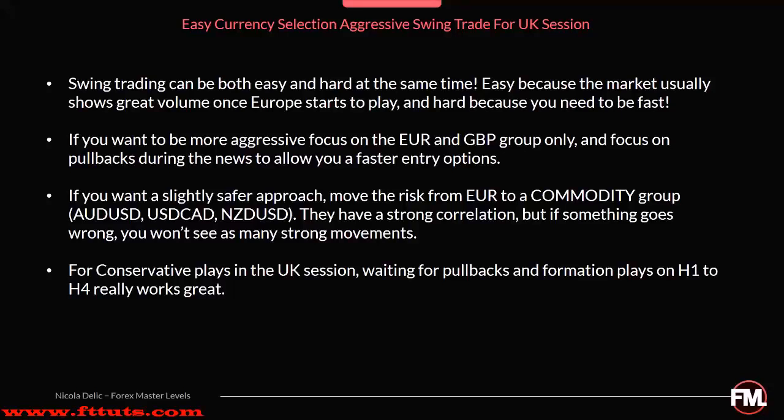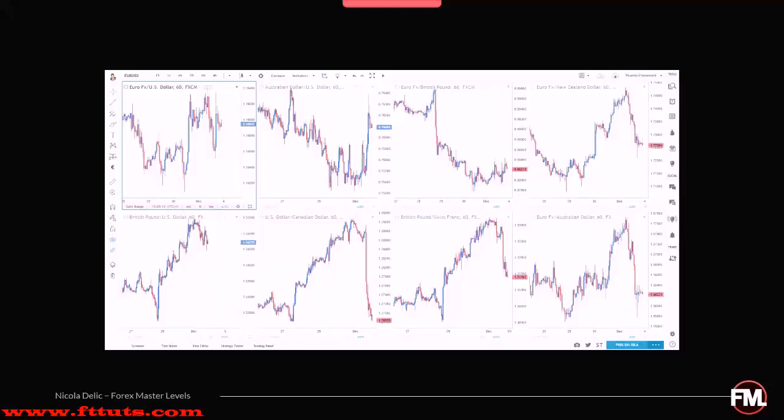For conservative plays in the UK session, waiting for pullbacks and formation plays on 1 hour to 4 hour really works great. Here's an idea of how that would look. So focus is Euro USD, pound dollar, Aussie dollar, dollar CAD, Euro pound, pound Swiss franc, Euro Aussie, Euro Kiwi. So we have more or less a little bit of both parts.